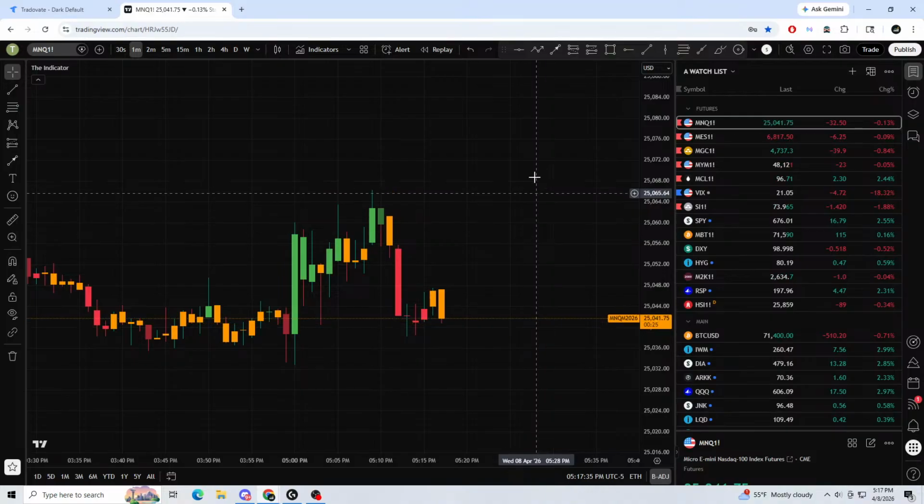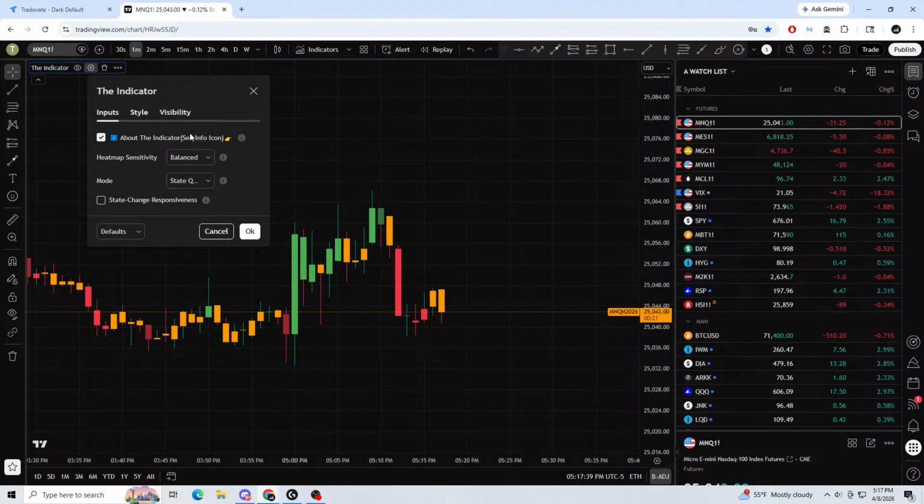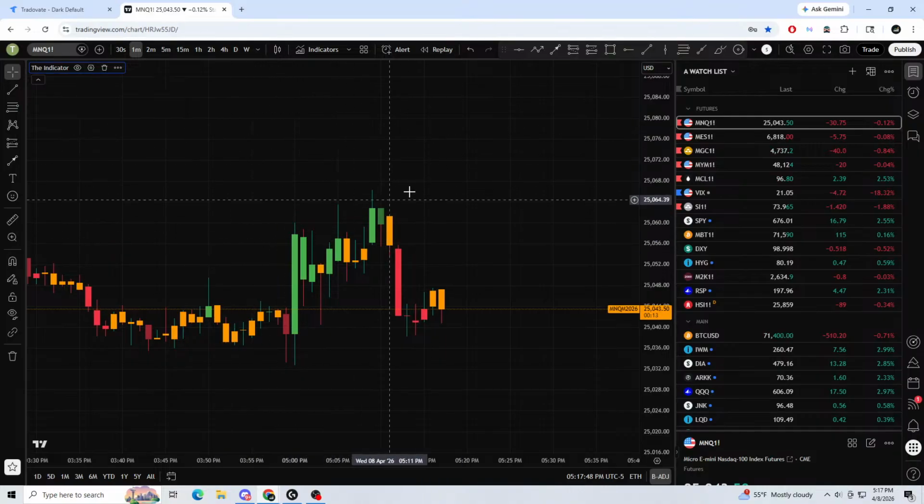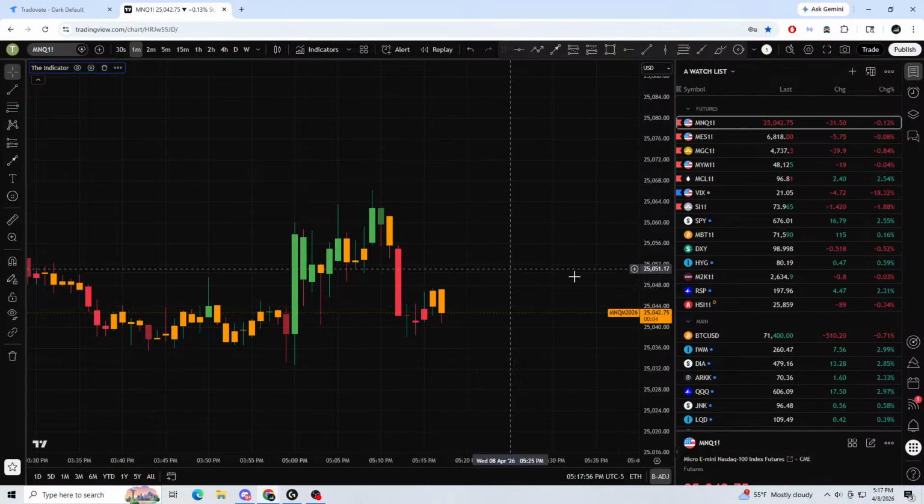We don't really need any other indicators on the chart. We have the indicator. We're running with state quality intensity on, balance sensitivity, and that's it. It just works on any ticker or any time frame automatically, so you don't have to do any setting adjustment like you do on other tools.